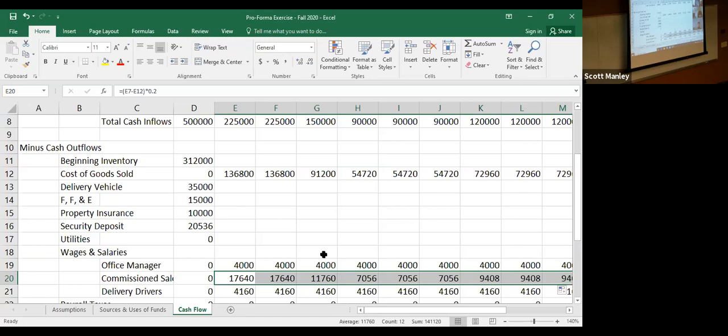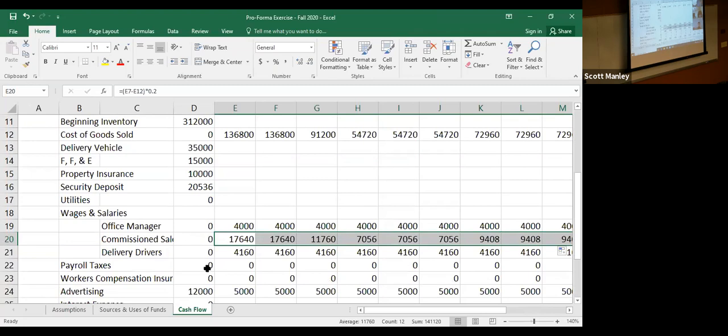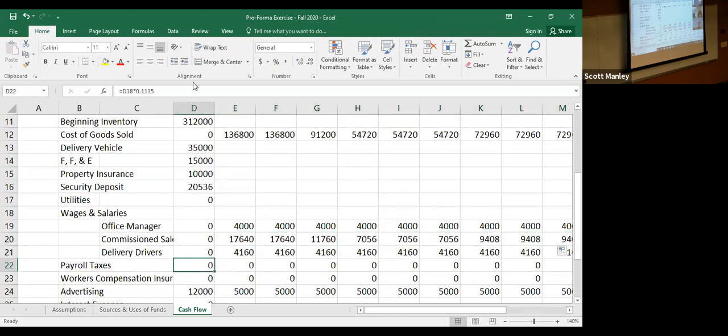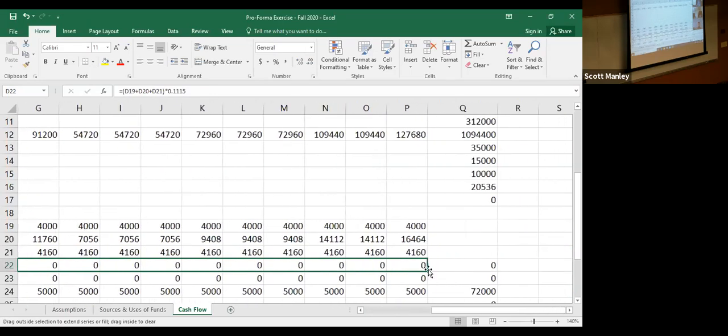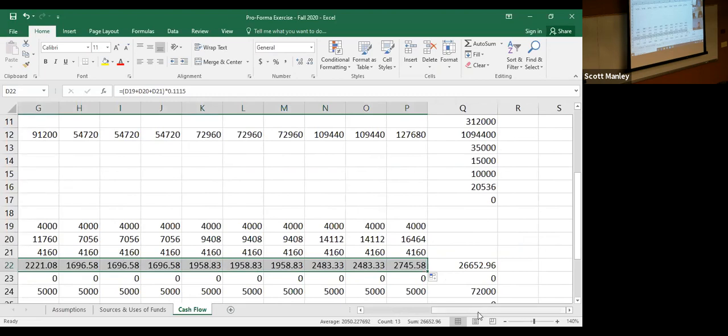Questions about that? So now I've put sales, I've put my payroll in there, and I need to do my payroll taxes. My formula that I had doesn't work anymore because I said go up to D18. My formula needs to be D19 plus D20 plus D21. Okay, so I'm going to sum up my payroll and multiply that times 11.15% and copy that all the way over, okay?